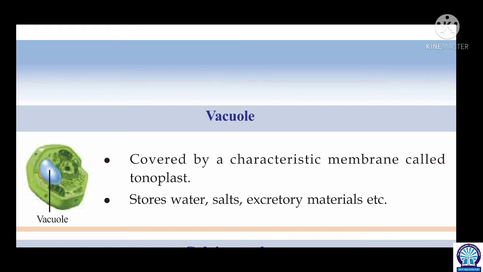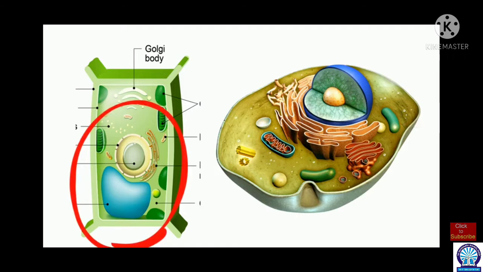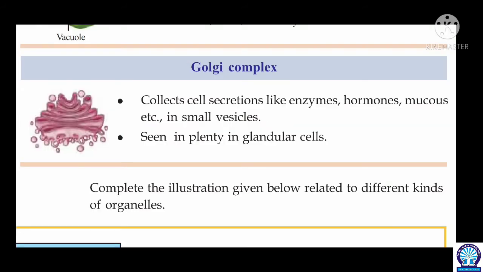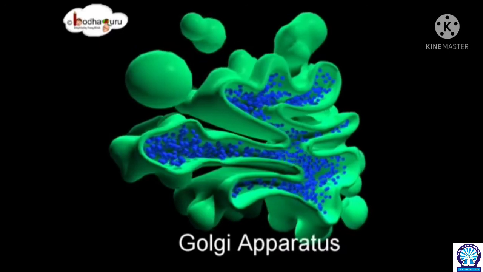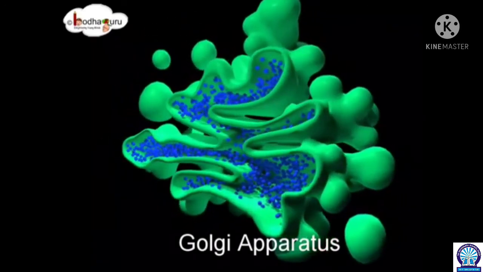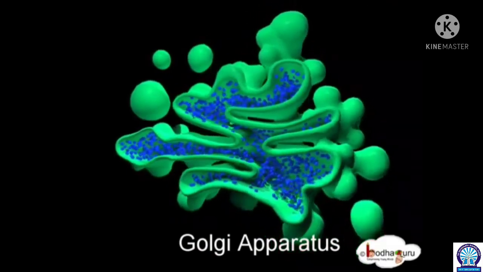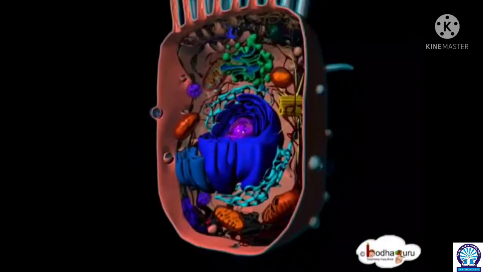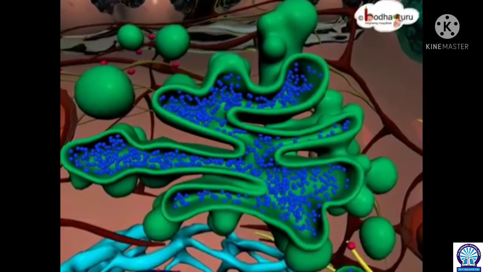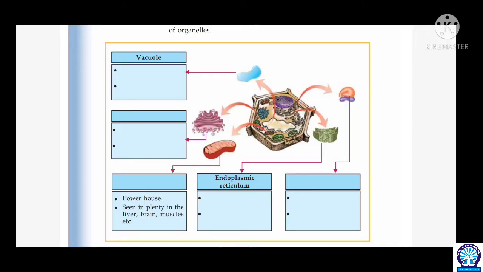Then, vacuole. Vacuole is covered by a characteristic membrane called chromoplast, and it stores water, salts, excretory materials, etc. Then there is the Golgi complex. The Golgi complex collects cell secretions like enzymes, hormones, mucus, etc. in small vesicles, and is seen in plenty in glandular cells. So these are the different cell organelles and their functions. And you have to complete an illustration in your textbook with their functions.